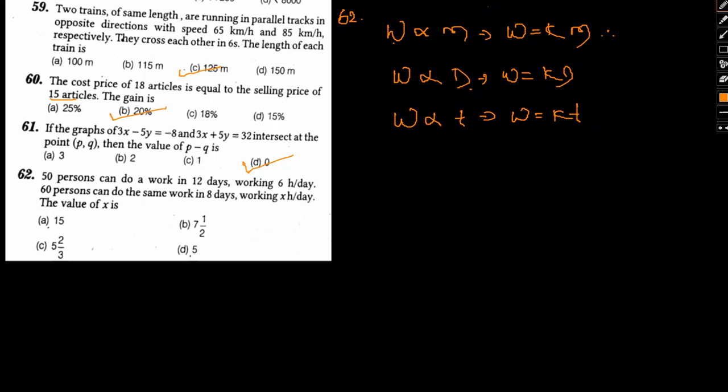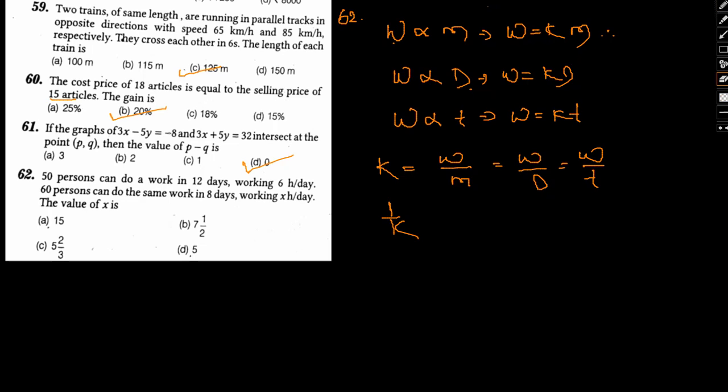W in all these cases can be written with K as any constant. Let me represent the same in terms of K. So the constant K can be written as W by M equal to W by D equal to W by T. A constant is anything, so even if I take 1 by K, that also remains the same, because it's a constant thing, okay?